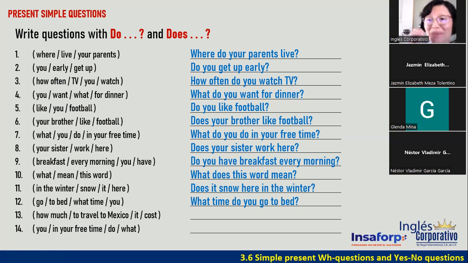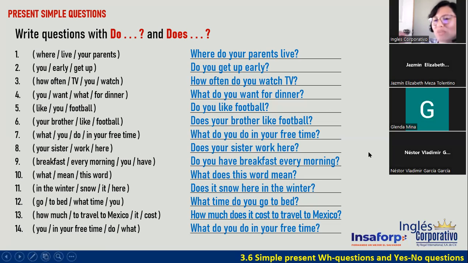How much does it cost? Ahí vamos bien. How much does it? Uh-huh. It costs to travel to Mexico. Correct. How much does it cost to travel to Mexico? Number 14. What do you do in your free time? Ajá, what do you do in your free time?